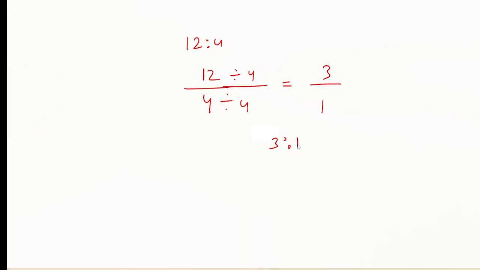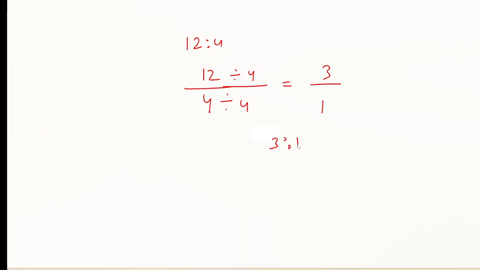Sometimes they would ask you to simplify a ratio like 12 to 4. So you just divide with its factor. So 12 and 4, if you divide with the highest common factor, which is 4, you can write it in fractional form. Both numerator and denominator, you have to divide with 4, which would give you 3 over 1, right? Yeah. So this is the new ratio. New ratio is 3 to 1.